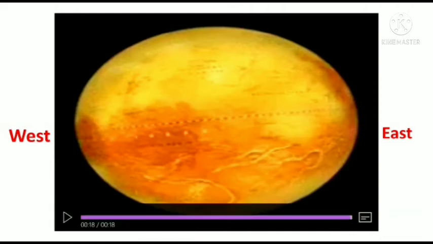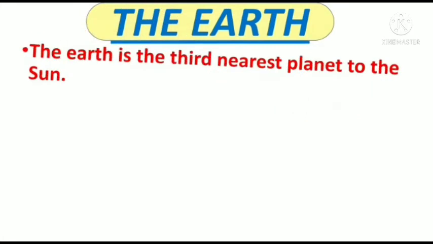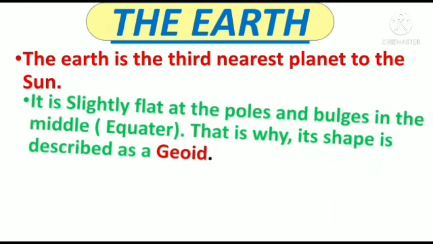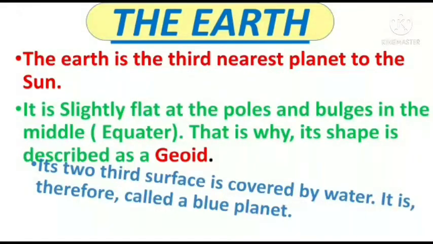The third, which is very important, students, and related to our life, is Earth. Earth is the third nearest planet to the sun, and it is slightly flat at the poles and bulbous in the middle near the equator. That's why its shape is described as geoid. इसकी shape को हम geoid shape बोलते हैं. And two-thirds of the surface is covered by water, so it is called the blue planet.